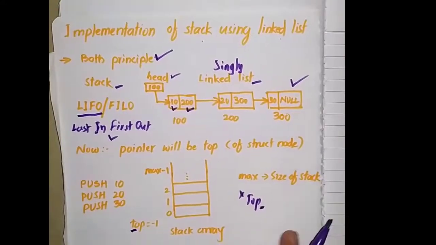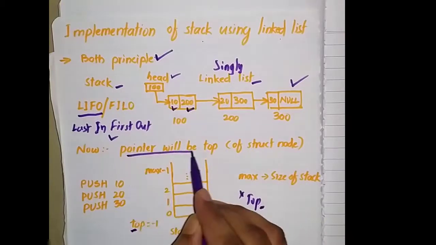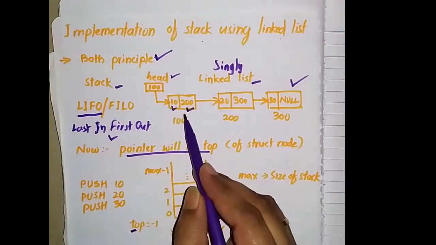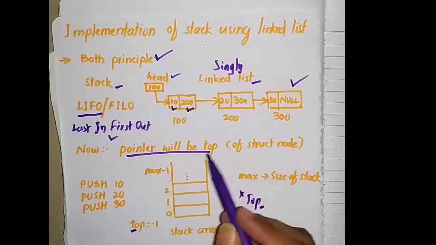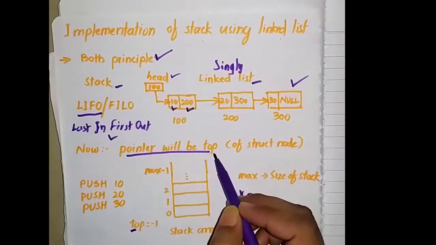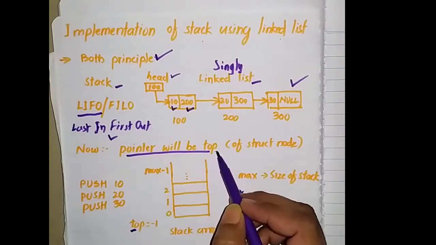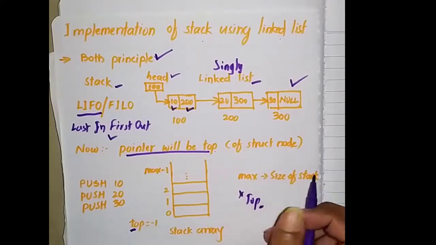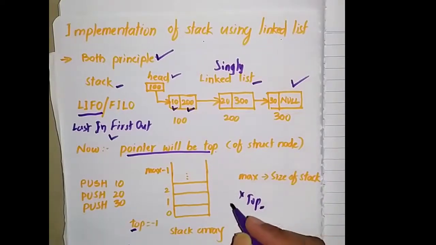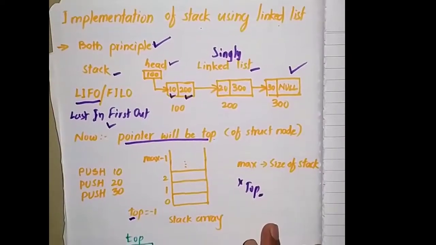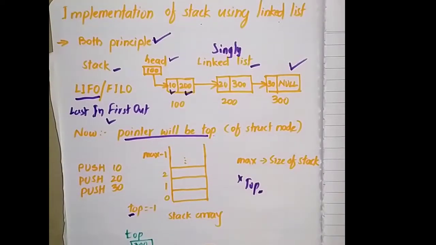Here the pointer which we use is top instead of the head pointer, pointing to the first node of the linked list. Now the stack is having the top pointer that will be used for the implementation of the stack using linked list. I will call it stack linked list. Before going for stack linked list, we will just revise the stack array and then we will come back to the stack linked list.